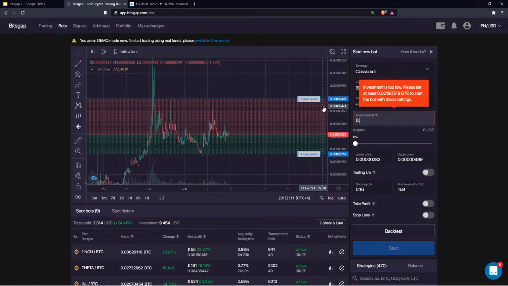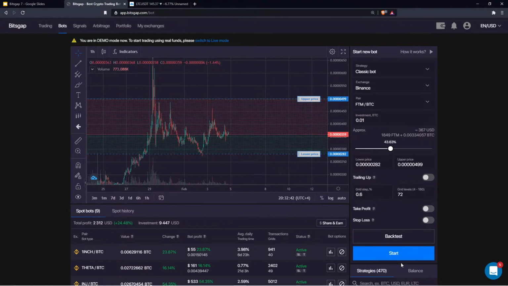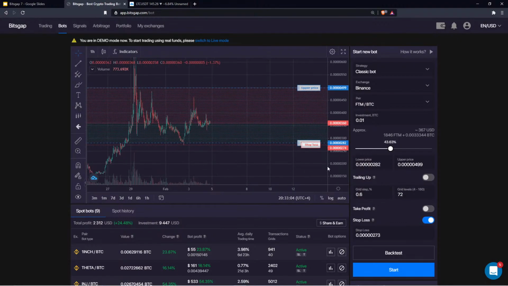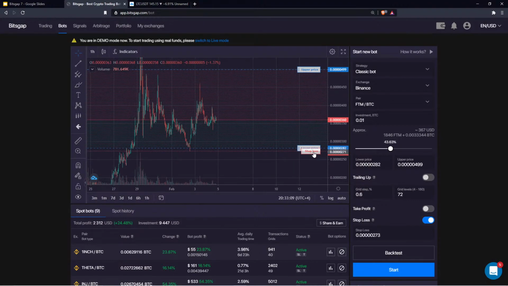If I, let's say, set 0.1, which is 368 USD, you see it's no longer enough to launch 159 grid levels. So once again, adjust, and now with 72, it is possible to launch this bot. So once you set all of the required metrics, like the lower price and upper price, and the grid amount, you can also set the stop loss, which is basically the prerequisite of your success, just to make sure that you have your risk under control.